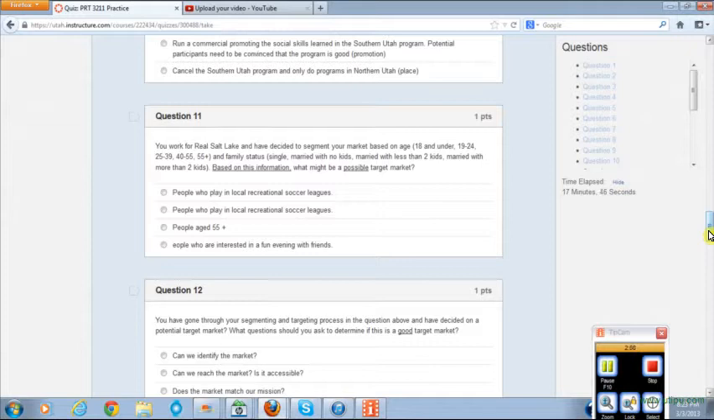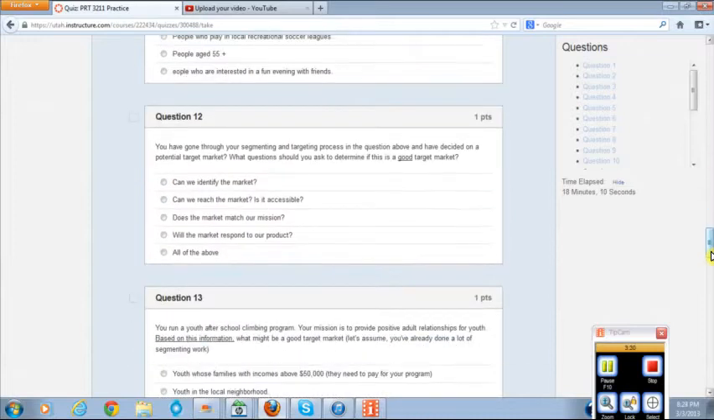People aged 55 and up. Oh, that is a possible target market based on our segmenting strategies. That is a segment we pulled out. And then we have people who are interested in a fun evening with friends. Again, maybe a good target market, but it doesn't connect to our segmentation. So perhaps we did a poor job segmenting here, but based on the way we segmented, our only option right now is people aged 55 and up. So we're going to play with that a little bit more.